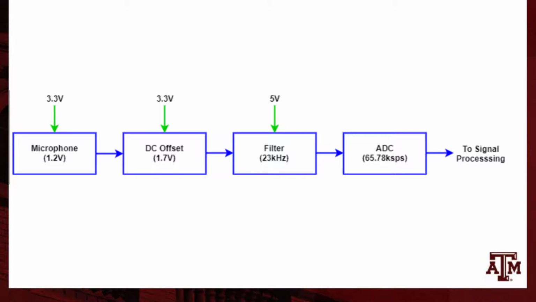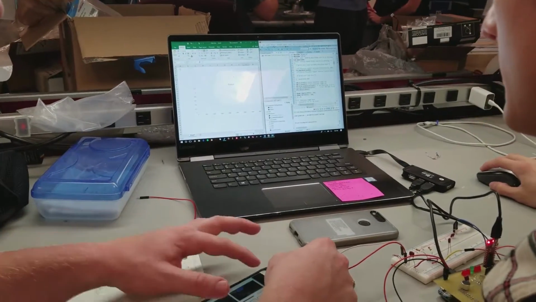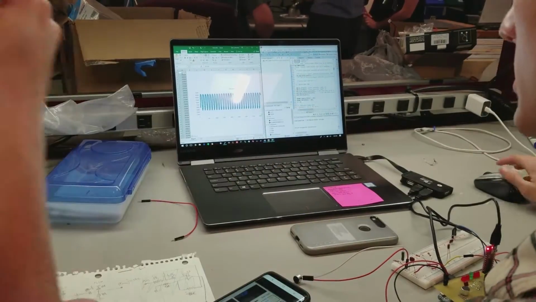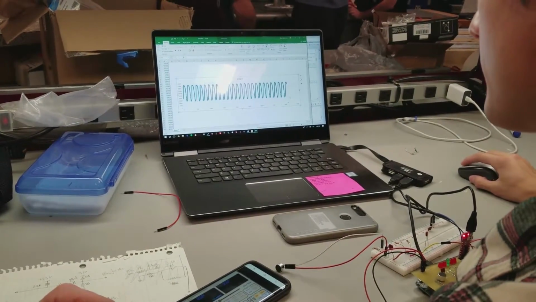The system starts with a microphone that picks up the audio signal that is then converted into a voltage waveform by the microphone. The waveform is then put through a filter to remove any noise that may have been present but unnecessary. The waveform is then sent to the ADC, which is programmed to convert the waveform into an array of data points.